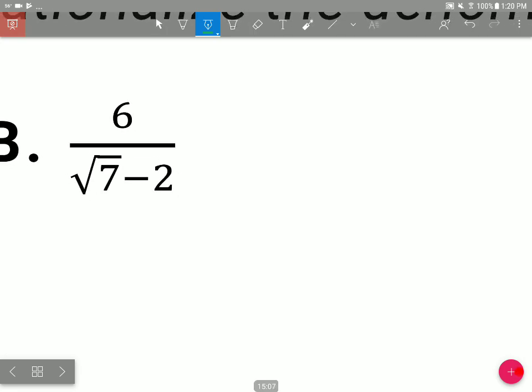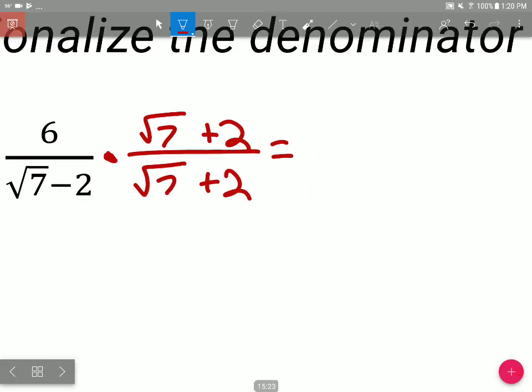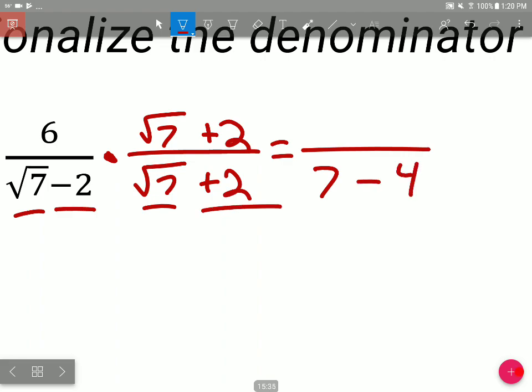So here we go. Let's do this one. To get rid of that denominator, multiply it by what? Square root of 7 plus 2. Very good. And whatever you do on bottom, you got to do on top. So multiply the front. What's root 7 times root 7? 7. What is negative 2 times positive 2? Negative 4.